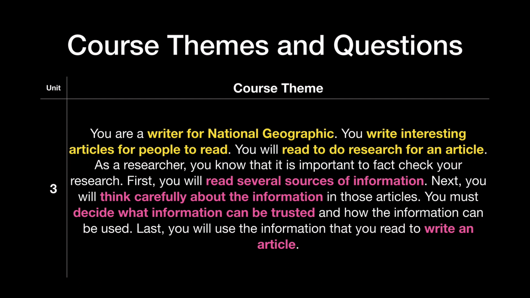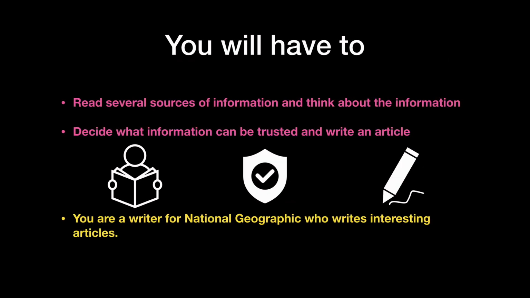But after you read, you will have to think carefully about the information in those articles. Some of the information might not be trustworthy. Last, you will have to write an article. So, you will read several sources of information and think about that information. You have to decide what information can be trusted and write an article. That's because you're a writer for National Geographic who writes interesting articles.